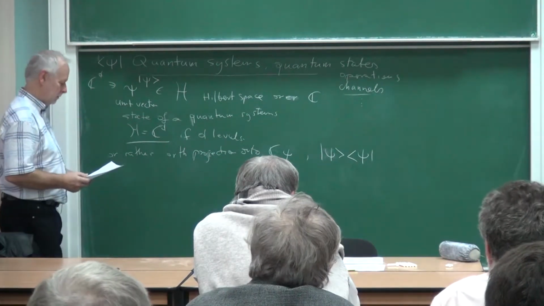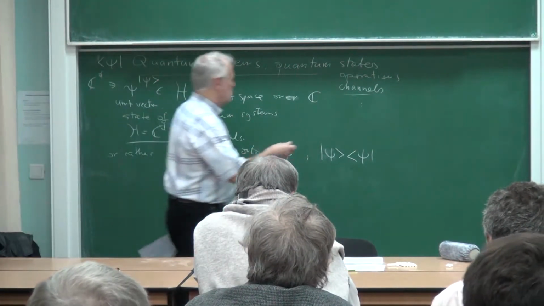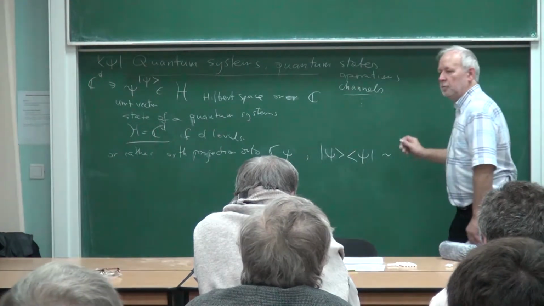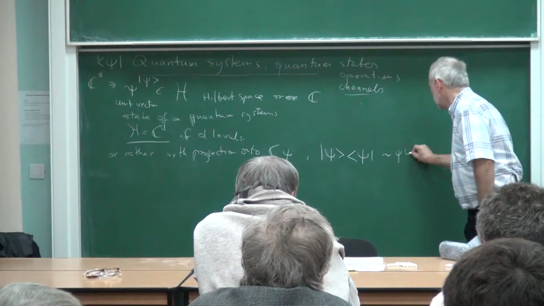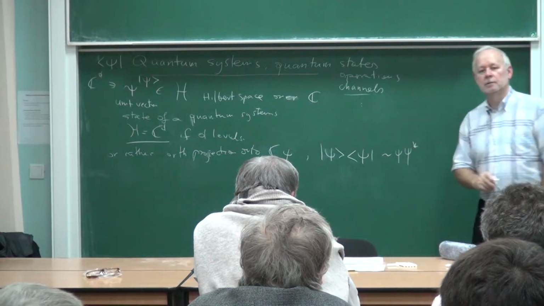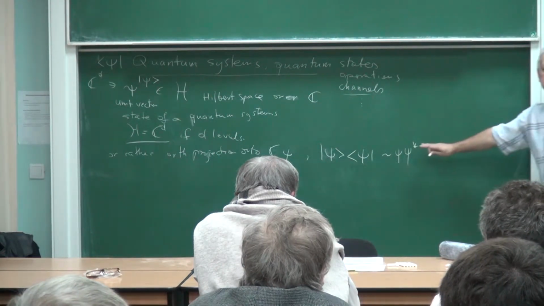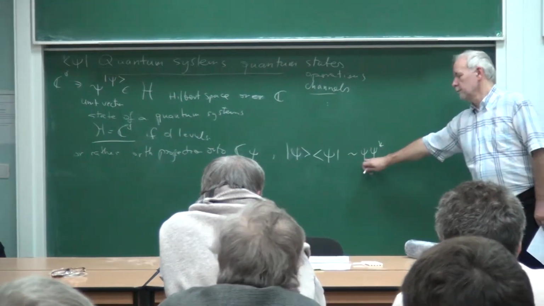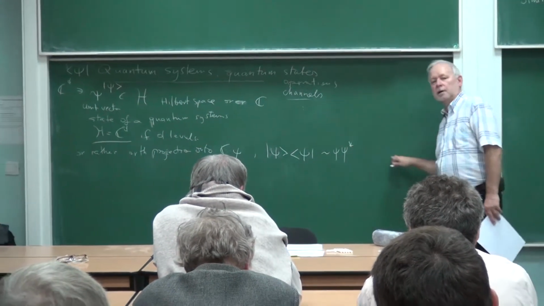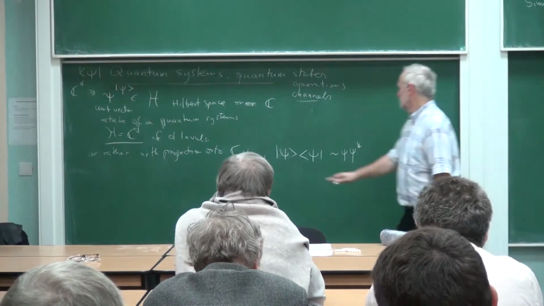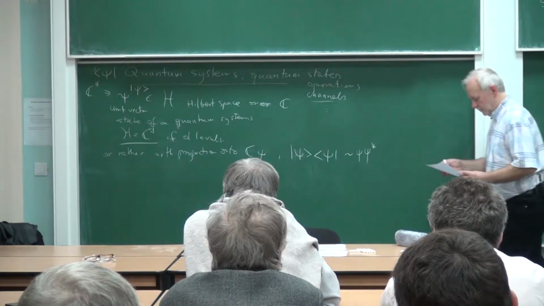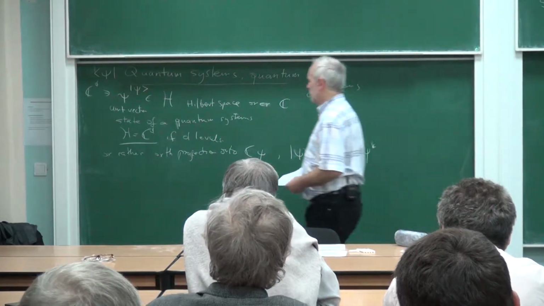I'm dwelling on this because it will be difficult to avoid using this notation completely. If you prefer the more linear algebra notation, this would be psi times psi star, where this is the conjugate transpose of the column vector psi. So this is a vector, right? And this is a rank 1 projection onto this direction. Okay.